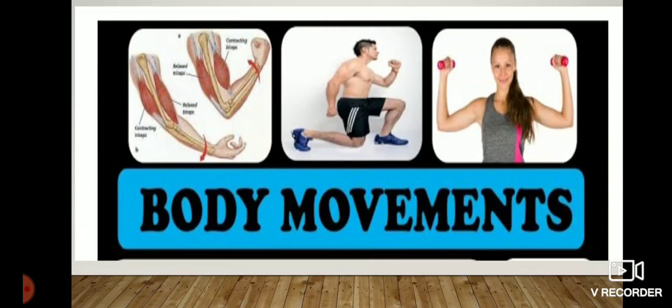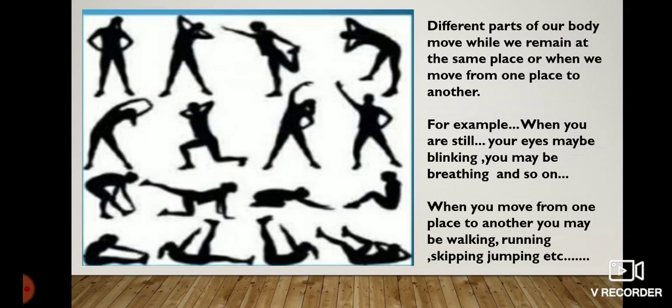Dear children, in this chapter we are going to study about different types of body movements. When you are writing in your notebook, which part of the body are you moving? Or when you turn and look at your friend? Different parts of our body move while we remain at the same place or when we move from one place to another. For example, when you are still, your eyes may be blinking, you may be breathing, and so on. When you move from one place to another, you may be walking, running, skipping, jumping, etc.